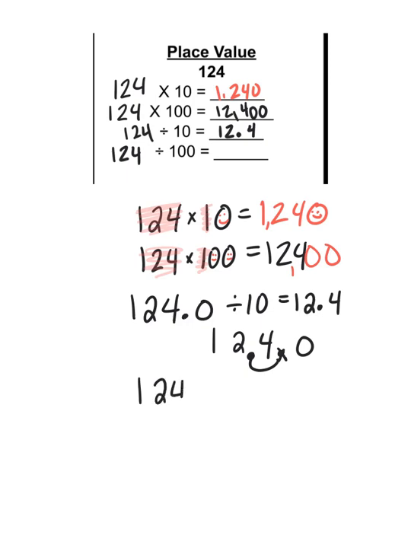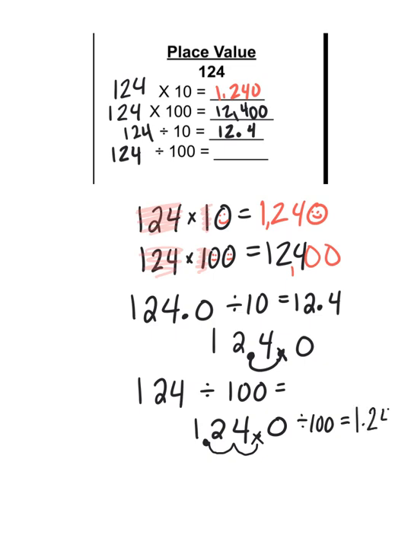Last, to divide 124 divided by 100, I'm going to add my decimal point because that's understood to be there after the ones place. I'm dividing by 100, which means my decimal point needs to move over 2 place value spots to the left. So my quotient will be 1 and 24/100.